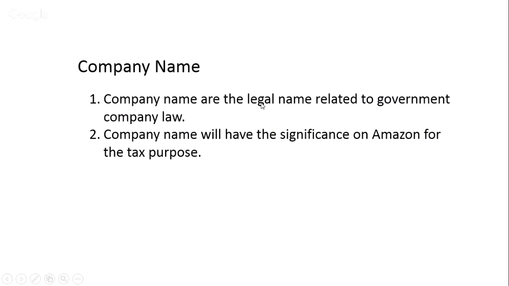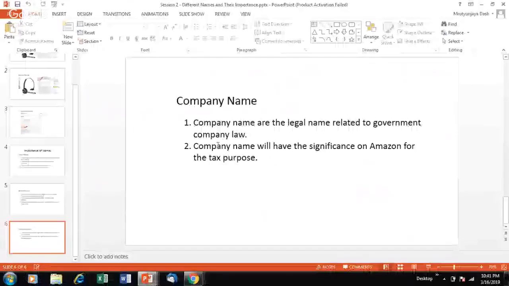Company name is the legal name related to government law. The company name will have significance on Amazon for tax purposes. So if you are registered as a company in the US, from a tax purpose that will have significance. So that's the difference between these three types of names: store name, brand name, and company name.